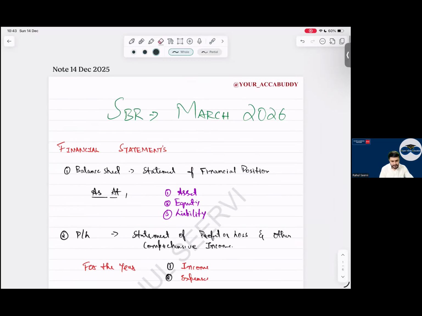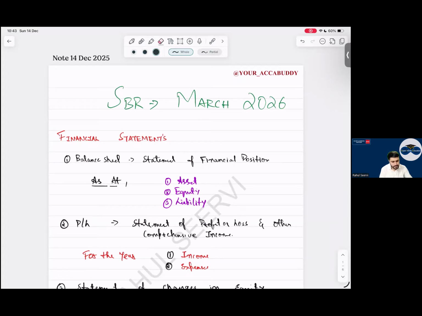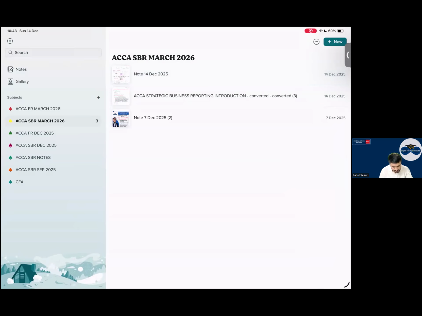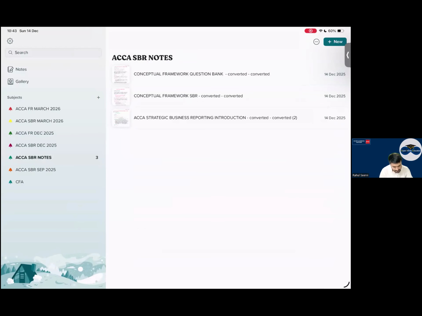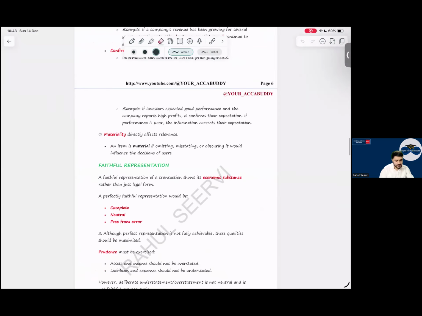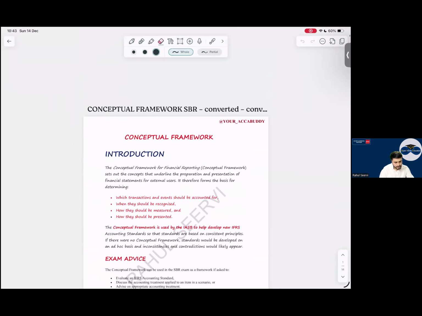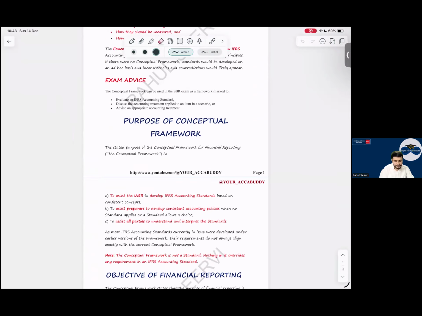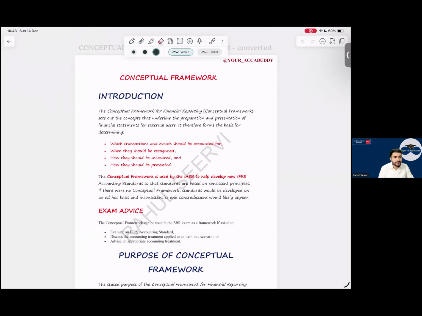So now, what will we do now? Now we will start with your first topic. What is that first topic? Your conceptual framework. Now what will we do? We will discuss the basics for 10 to 15 minutes. We will take a break. We will come back, we will understand what is asset, what is liability, that part, and we will do in detail what is important for the exam.